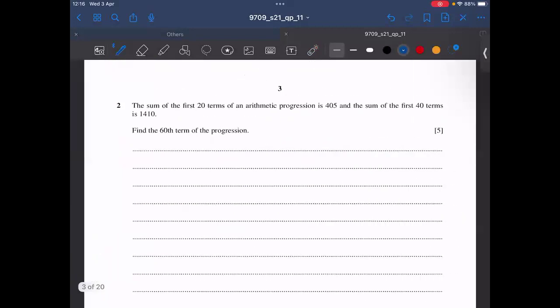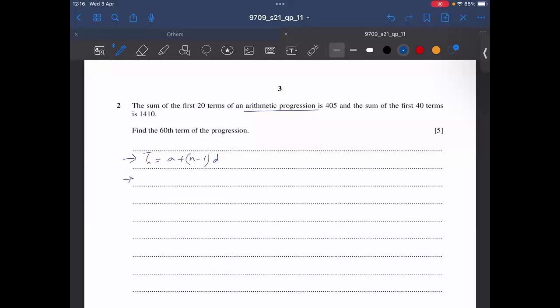So next one, Iman, 60th term. This is the arithmetic progression. So how would you find out the value of the term in an arithmetic progression? What's the formula for finding the value of the term? a plus n minus 1 into d. Okay, but we haven't got a and d yet, so we need to find out a and d first.